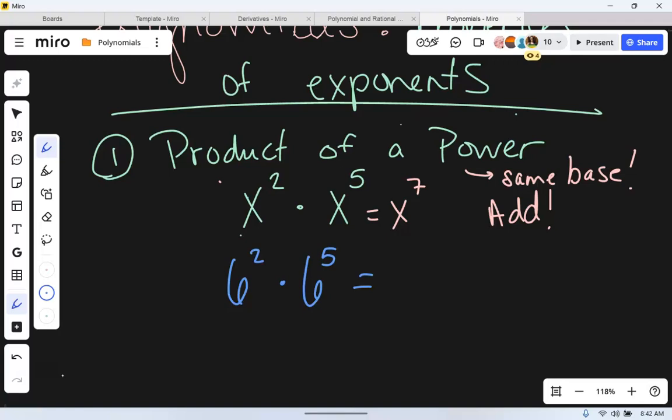All right, so let me reel you back in, guys. There's a reason that I chose a number base here, and it's because I don't want you to start multiplying the bases together because we leave the base the same.